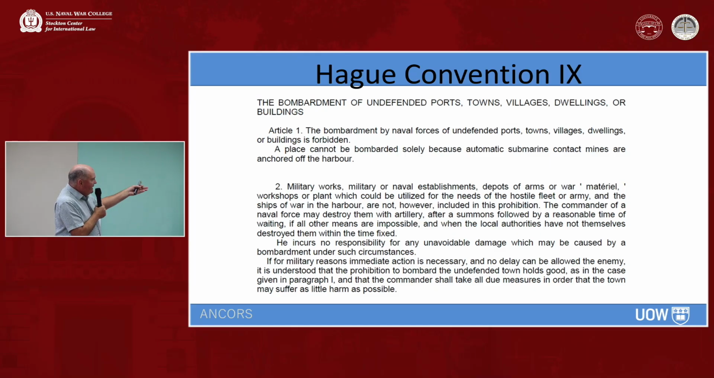Then it goes on to say what you can target, and if there's unavoidable damage, what we would now call collateral damage, well, that's not going to be an area that would raise responsibility for the military commander as well.